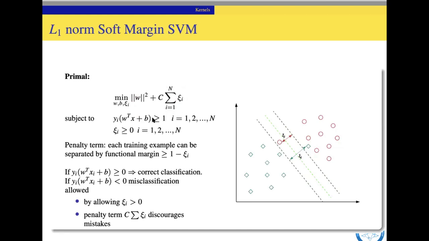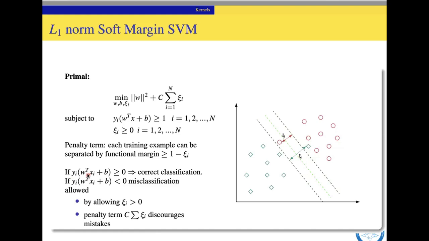Again, we have the same formulation as before, and we allow trespassing. We have an epsilon I greater than or equal to 0. Okay, so this green here can even be there if you like, because epsilon I is greater than or equal to 0. But we have to sum up all this epsilon I, multiply that by constant C, and we minimize this whole thing here. So there's a penalty term where each training example can be separated by functional margin greater than or equal to 1 minus epsilon I.